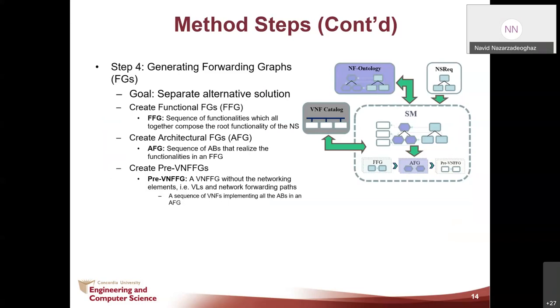So after generating all possible functional graphs, from each of them we generate architectural forwarding graphs, which are sequences of architectural blocks that realize those functionalities. And after that, with the same token, we generate pre-VNFFGs, which are basically VNF forwarding graphs, but without networking elements like virtual links and the detailed flows. So each pre-VNFFG is basically a combination of VNFs that can altogether compose the desired network service. Next slide, please.